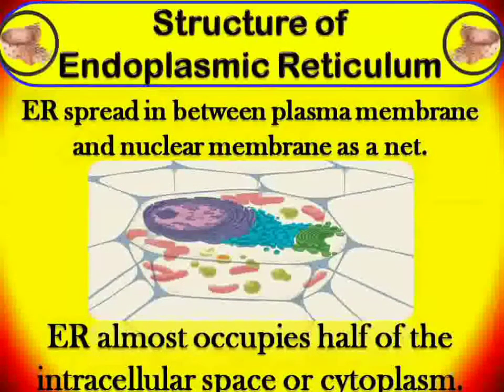Then this endoplasmic reticulum almost occupies half of the intracellular space. So inside the intracellular space, this web type or net type endoplasmic reticulum occupies half portion of the cytoplasm or intracellular space.